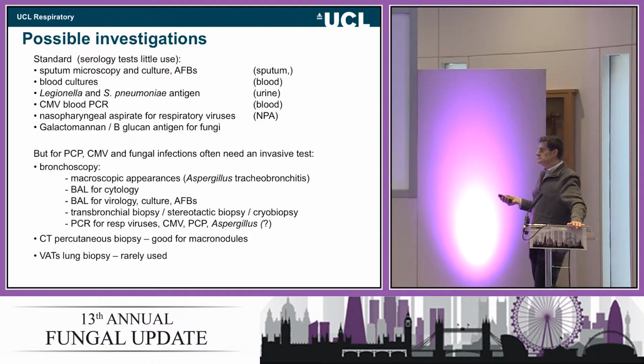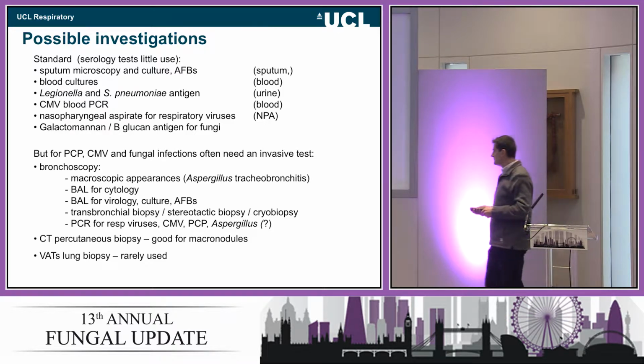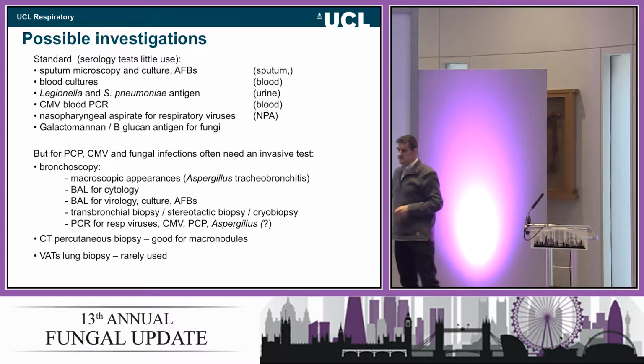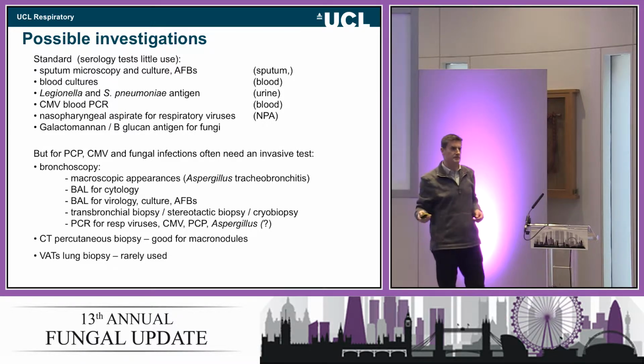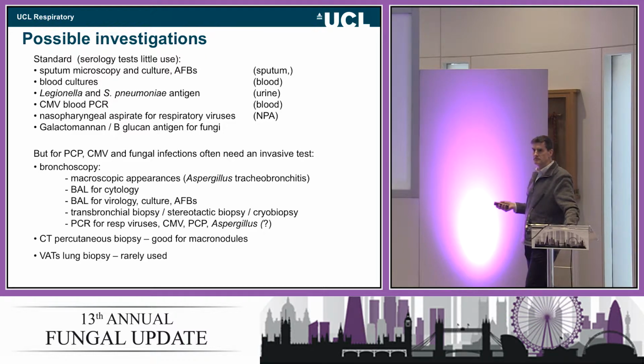But the alternative test to a bronchoscopy, which is useful in very specific circumstances, but in those circumstances incredibly useful, is actually a percutaneous CT-guided biopsy. And that's particularly good for macronodules, and I'll show you that later. The ultimate test for lung disease, where you haven't got a clue what's going on, is a video-assisted thoracoscopic lung biopsy. We use it very rarely. When we use it, we're desperate, and I don't know about here, but in our hands, it doesn't work out well for the patient. When you're in that situation, they don't survive.